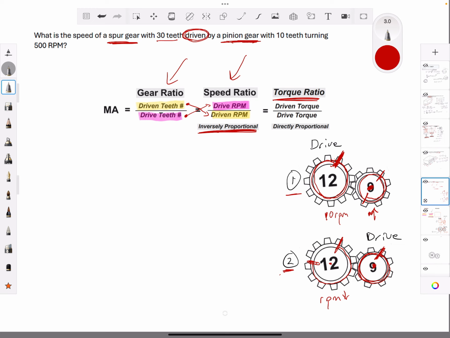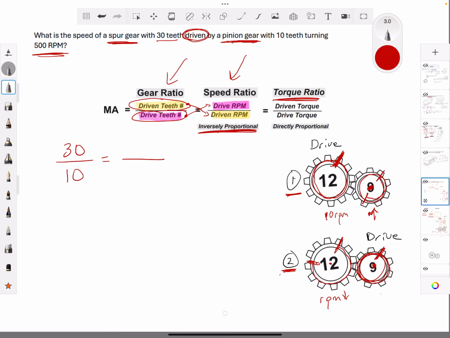So what example do we have here? We have the driven gear is 30 teeth. So I'm going to use the ratio here, driven and drive. So I'm going to do 30, my driven, over my drive, 10. And therefore, what do we have, example 1 or example 2? We have example 2. We have a smaller gear driving a larger gear. So we know that the RPM is 500 RPM for the smaller pinion gear. What should we expect the RPM of the larger gear to do? We should expect it to be slower than the drive gear.